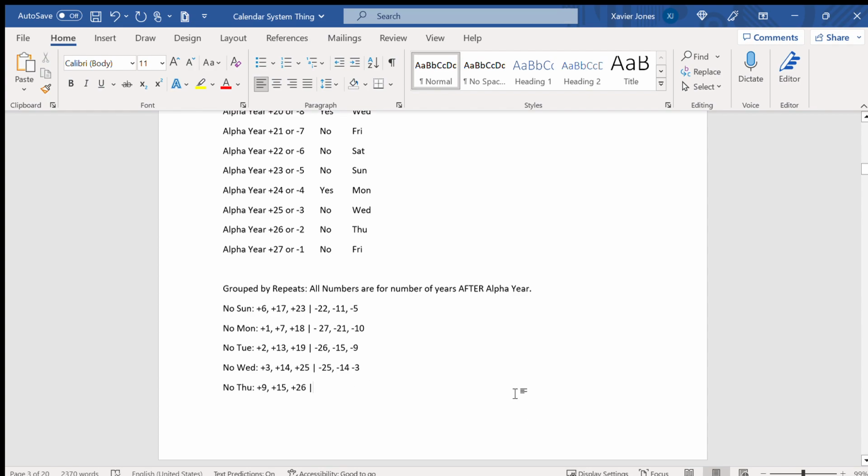Interesting. I guess it's because it's in the middle too. Because this is 12 away and this is 12 away. So, makes sense. +9 corresponds to -19. +15 corresponds to -13. +26 corresponds to -4. No, -2. Good thing I double checked.